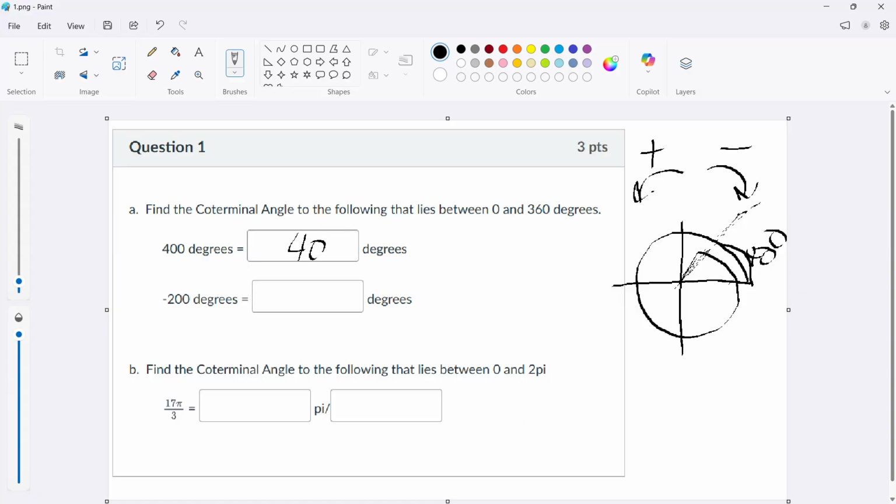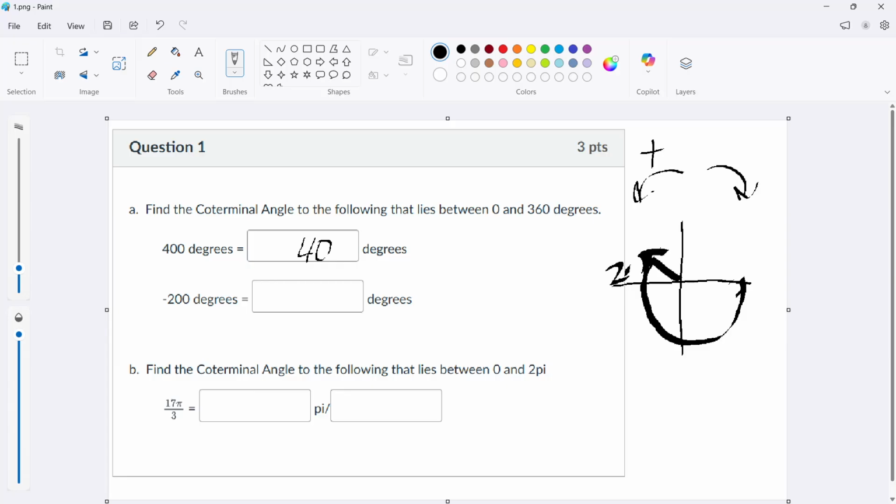And then negative 200 degrees. So let me delete that circle. This is 40. And then I want to go negative 200. So this is negative 180, 190, 200, so that's 20 more degrees, so that's 20 degrees, but I want it from 0 to 360, I want positive, so what's 20 degrees less than 180 is 160 degrees.